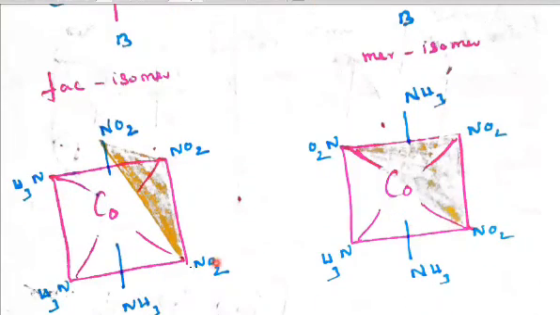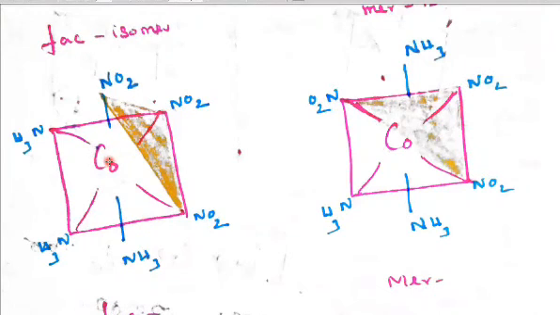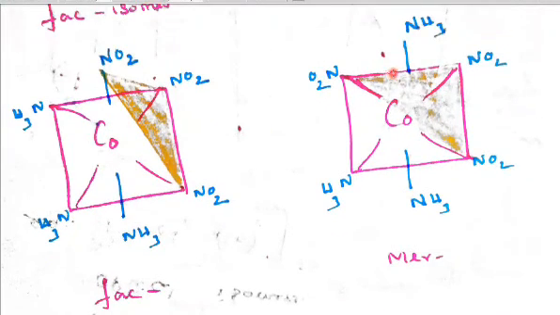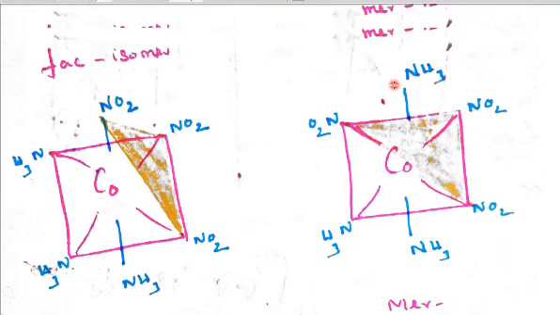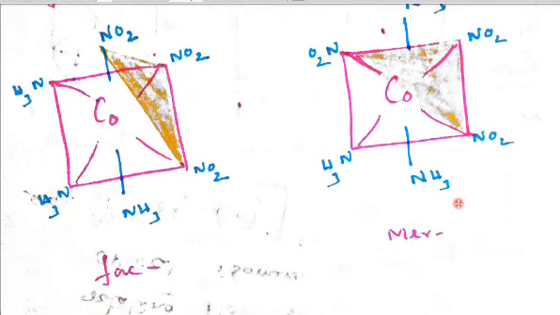The example I have given here is Co at the center, with NO2, NO2, NO2 considered as A, and B as the three amine groups. When you join NO2, NO2, NO2, you get a triangle at the corner, so it is called the fac isomer. In the square plane, interchanging NO2 and NH3, NH3 goes top and NO2 goes down. These three NO2 groups meet in the square plane, so it is called the mer isomer. This is the fac isomer and this is the mer isomer.